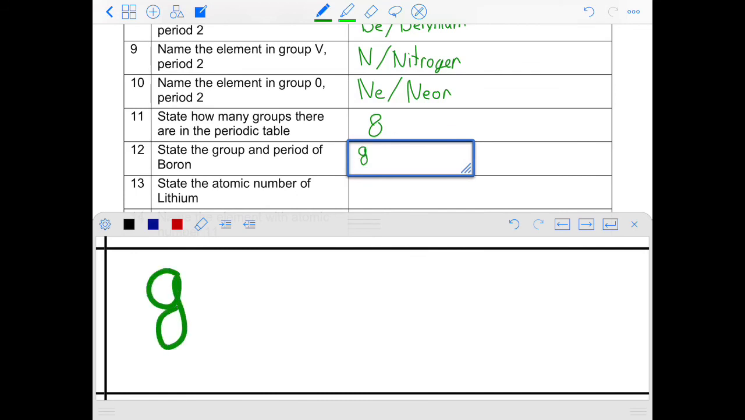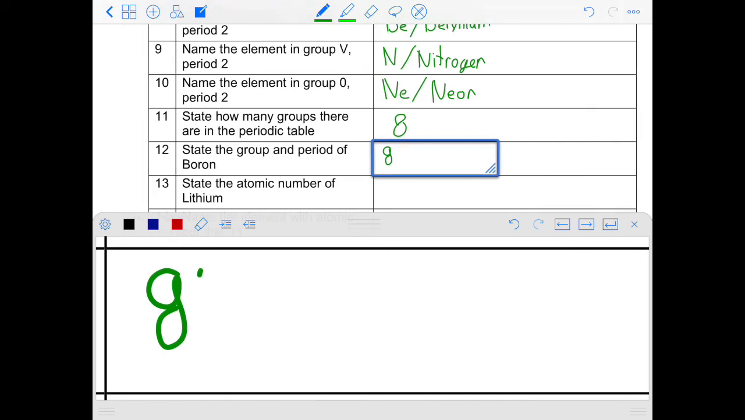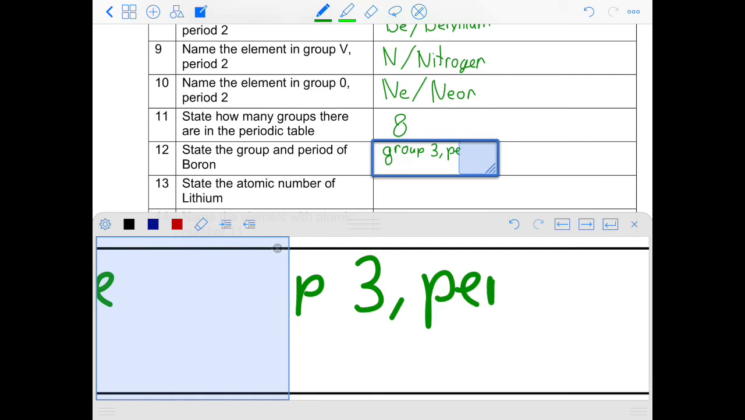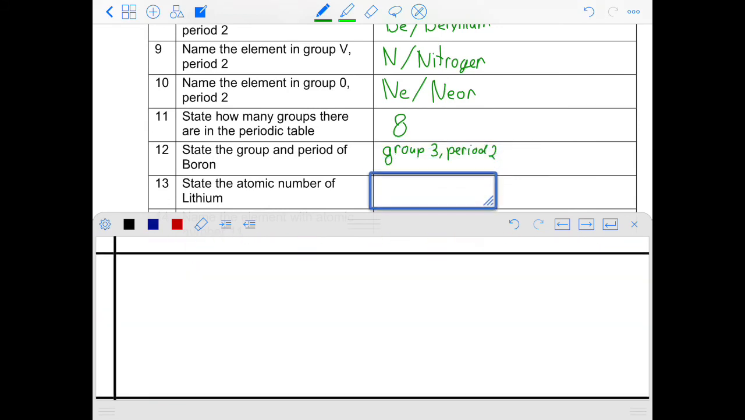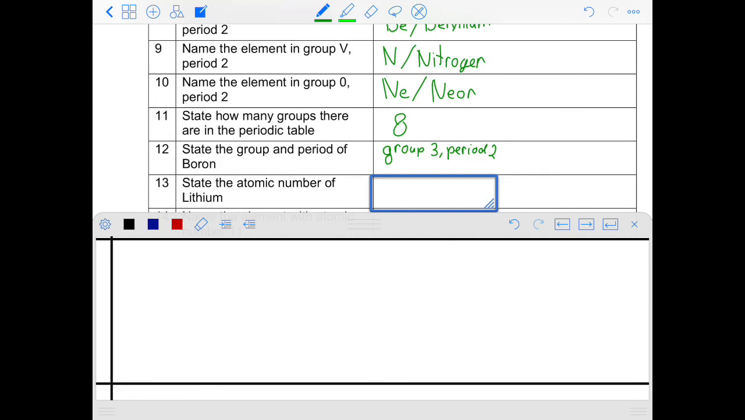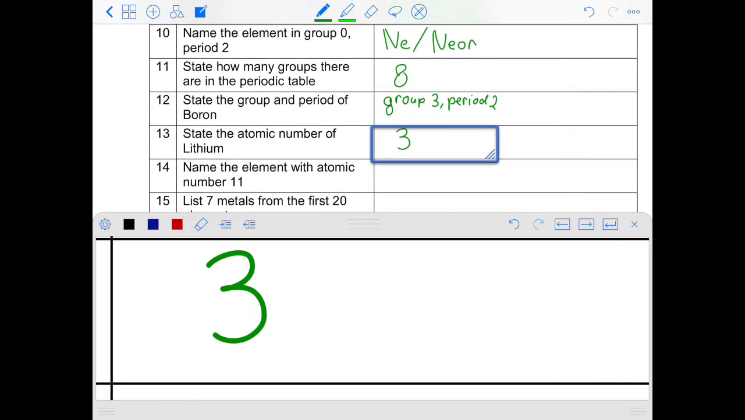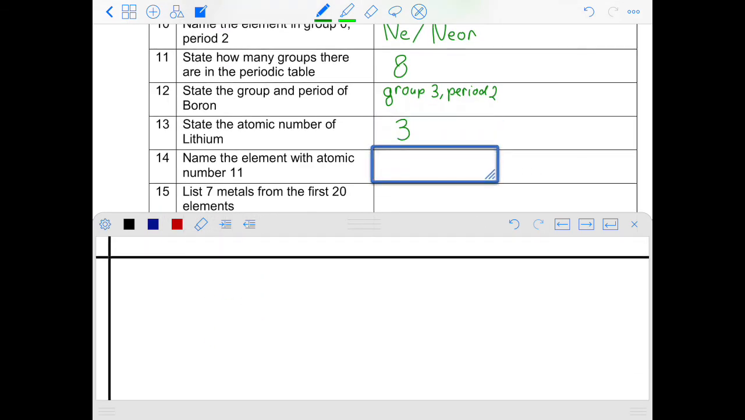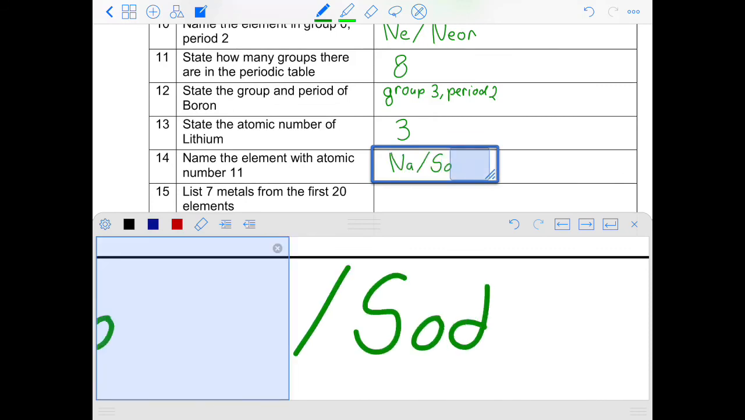So it says group and period. So group 3, period 2. If you've done it in the Roman numerals, that's fine as well. But if you haven't, don't worry about it. The atomic number for lithium, you might have had to go back, but that was 3. The atomic number 11 is sodium. So Na or sodium.